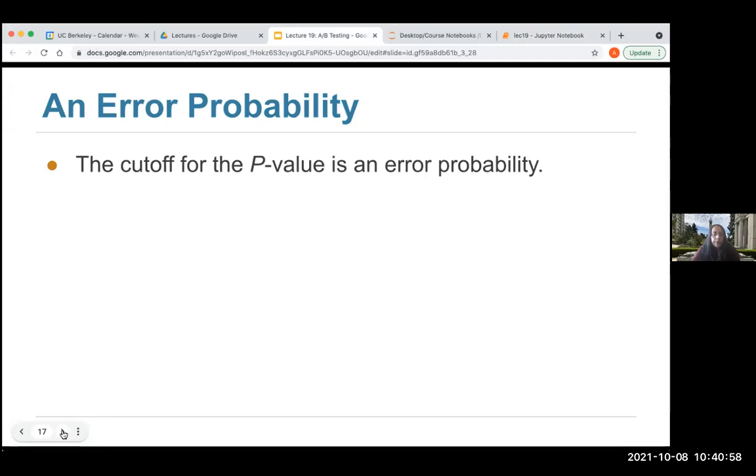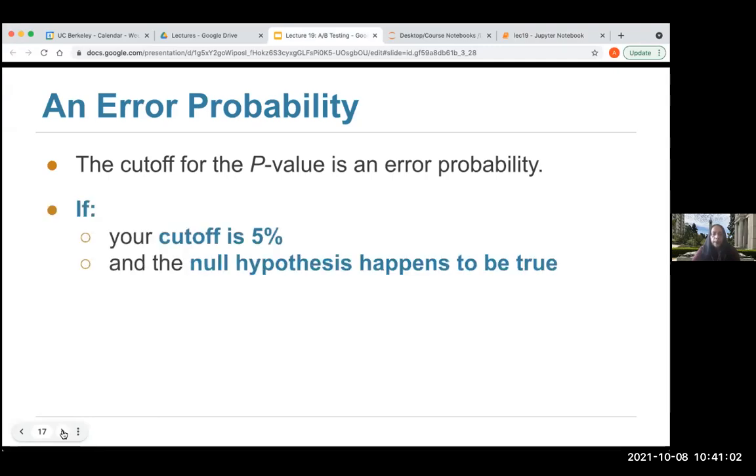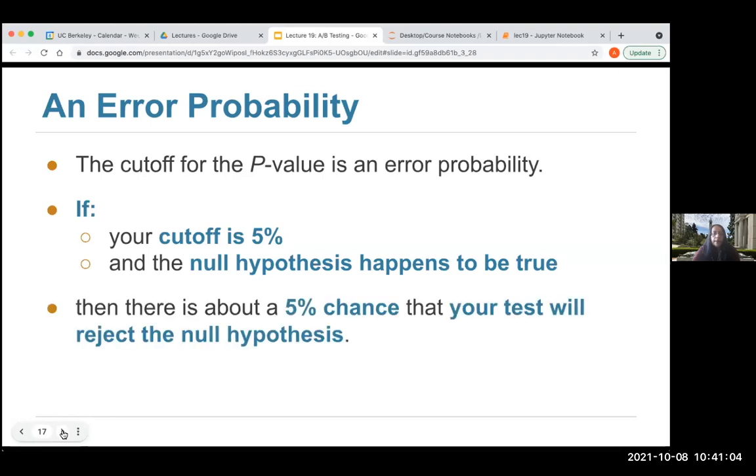So the cutoff for the p-value is an error probability. If the null is true and your cutoff is 5%, then you have a 5% chance of concluding the alternative wrongly. And so I think we just did the demo I was intending to do.